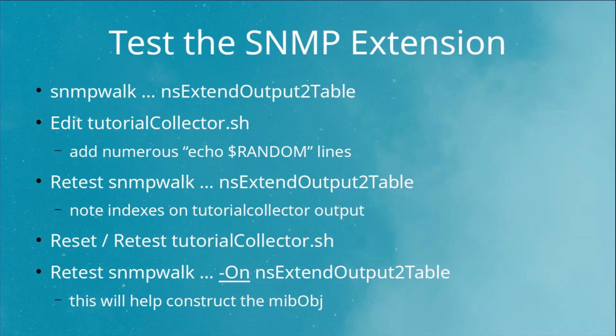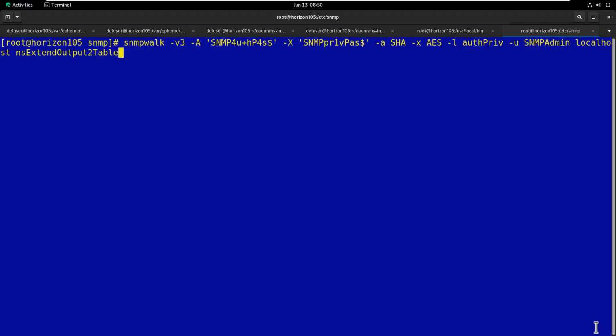Add a few more echo random lines to tutorial-collector.sh and retest with snmpwalk. Note the indices on the tutorial collector output. Reset tutorial-collector.sh to a single random line of output and retest using snmpwalk. Use the -On argument with snmpwalk. The OID will help create the MIB object line in datacollection/tutorial.xml. Run snmpwalk against nsExtendOutput table.